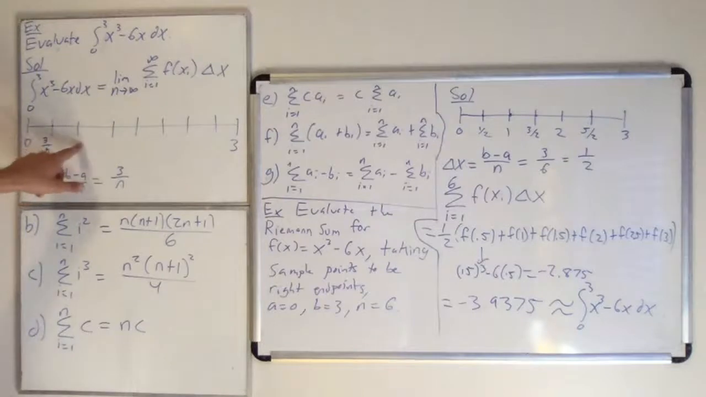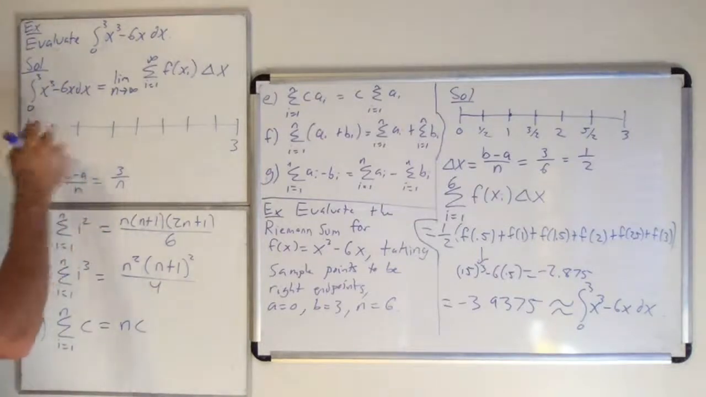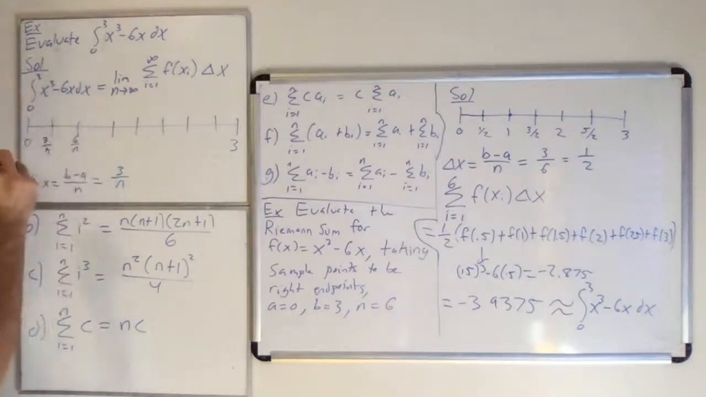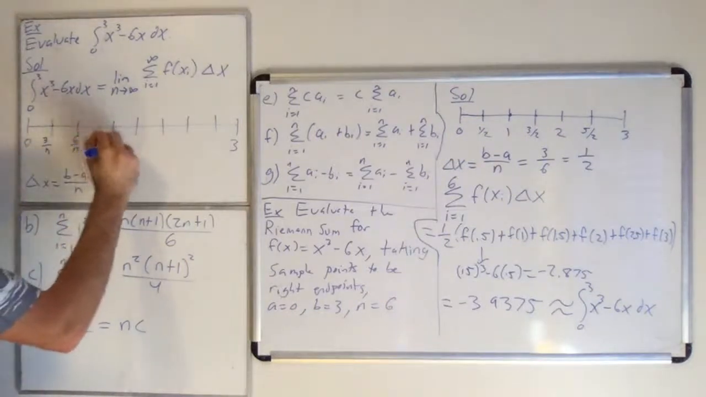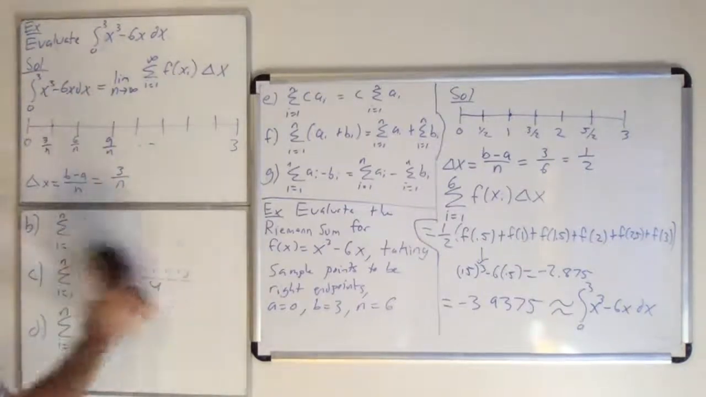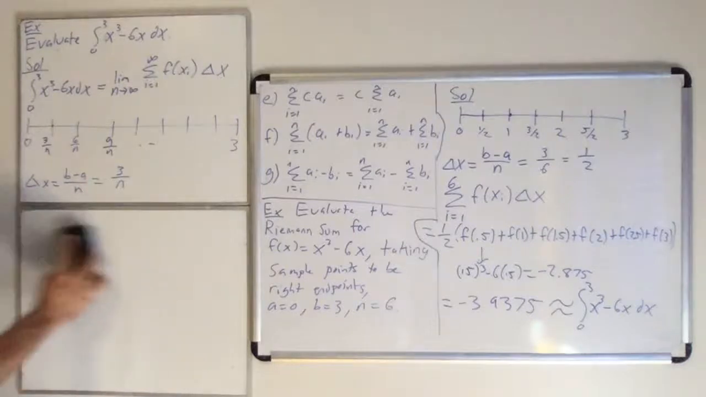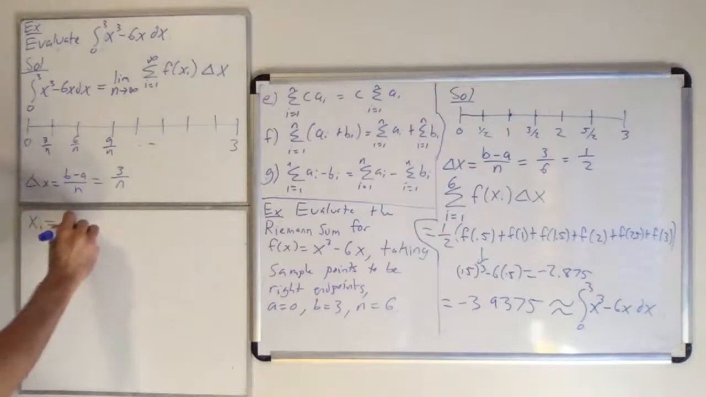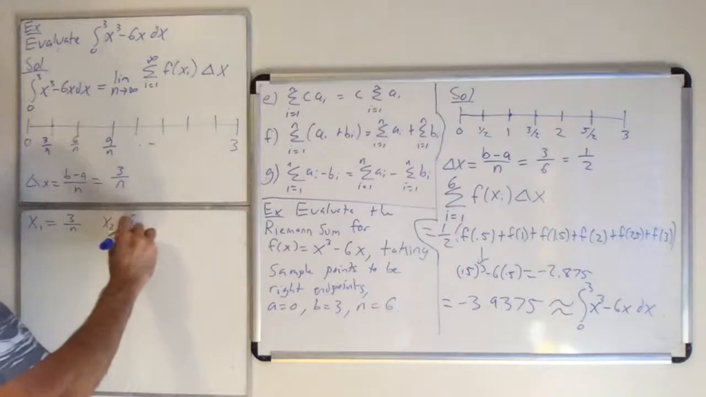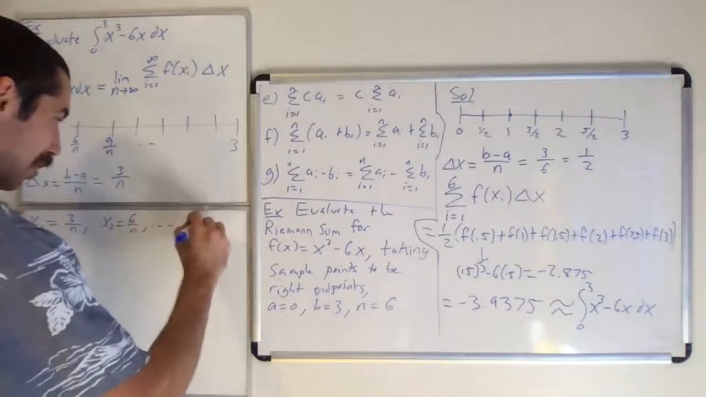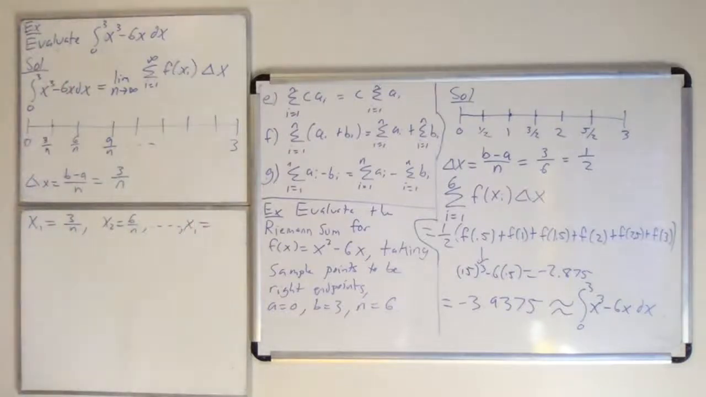To get to the next right endpoint, we have to add another delta x. So that's 3 over n plus 3 over n, which is 6 over n. To get to the next one, we go to 9 over n, and so forth. So our first right endpoint is 3 over n. Our next one is 6 over n. Our ith right endpoint is what?